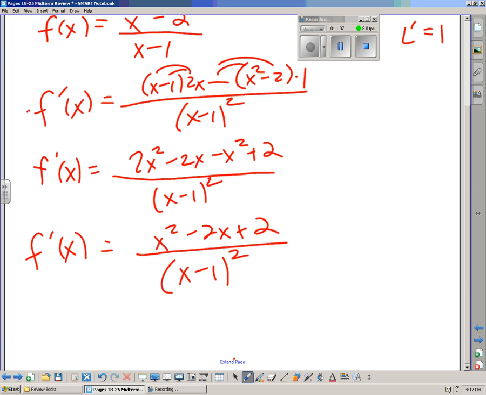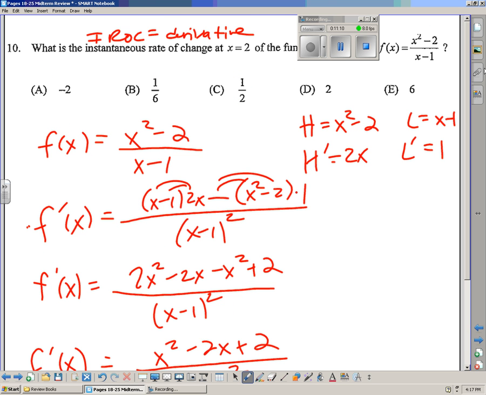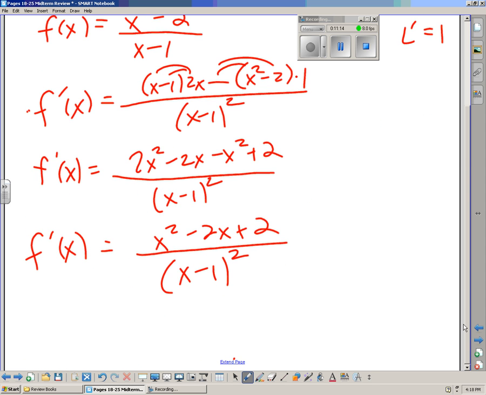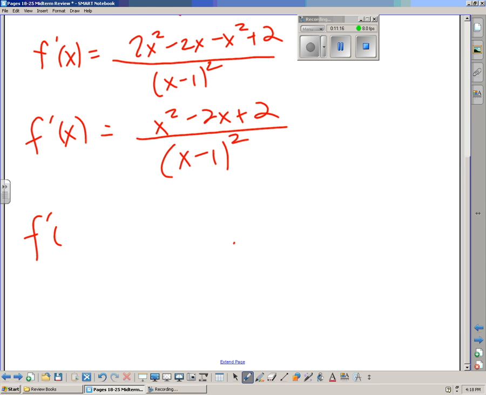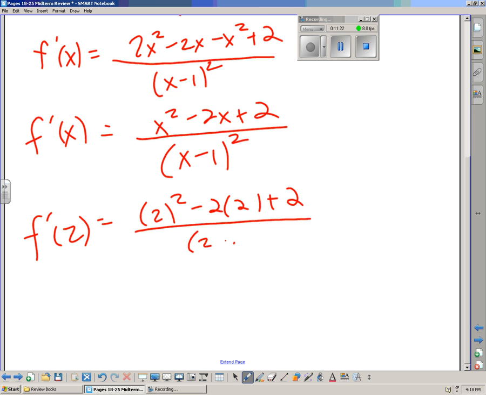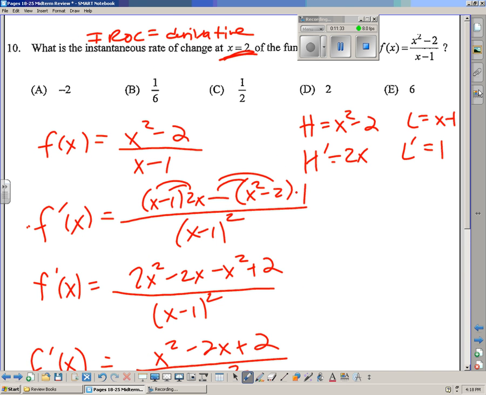And we're being asked to, I believe, find f prime, or the slope at 2. So we will do that. F prime at 2 is equal to (2 squared minus 2 times 2 plus 2) over (2 minus 1) squared. The bottom just turns out to be a 1. The top turns out to be 4 minus 4 plus 2, 2 over 1, which is just plain old 2. That doesn't seem very satisfying either, but that's the answer.